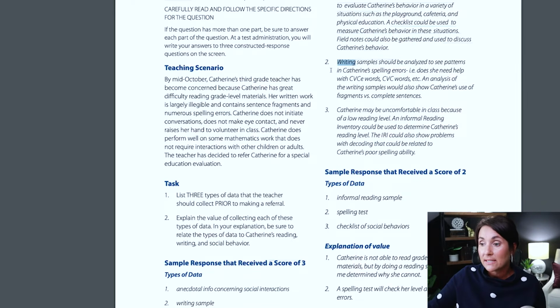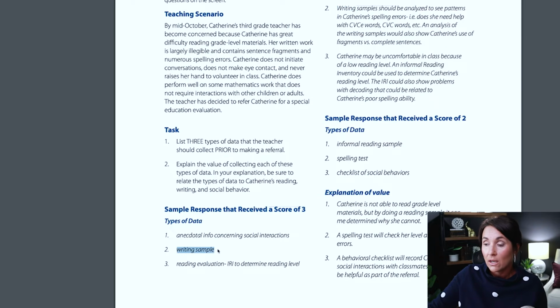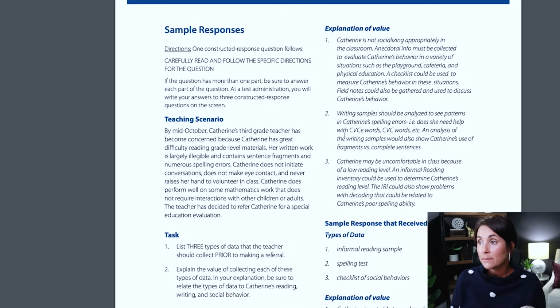We're talking about writing samples here, which matches up right here to number 2. Writing samples should be analyzed to see patterns in Catherine's spelling errors, and that was in the teaching scenario. Does she need help with CVE words, CVC words, etc.? Right there, I got specific. Consonant, vowel, consonant, silent E words, consonant, vowel, consonant words.